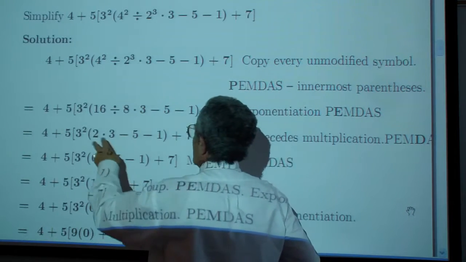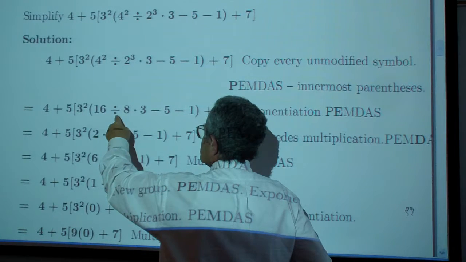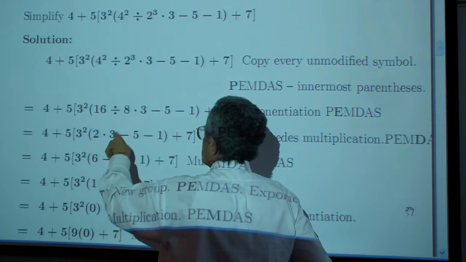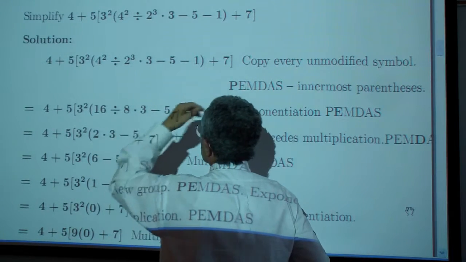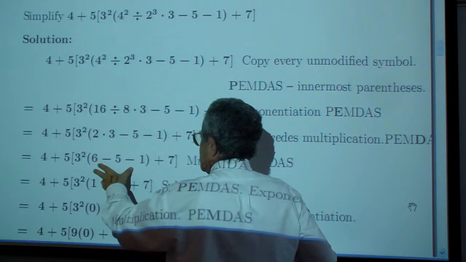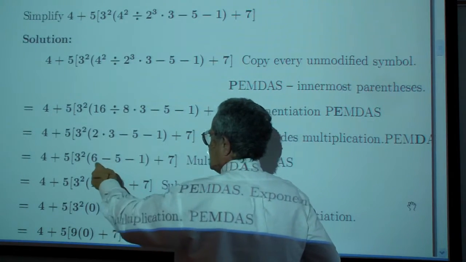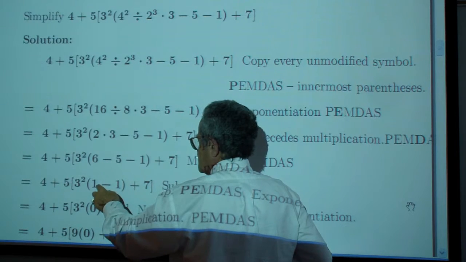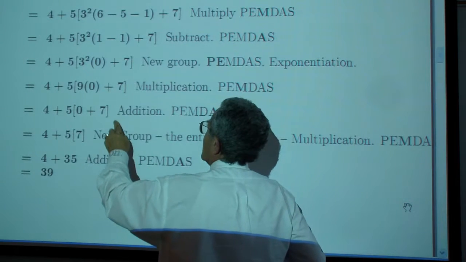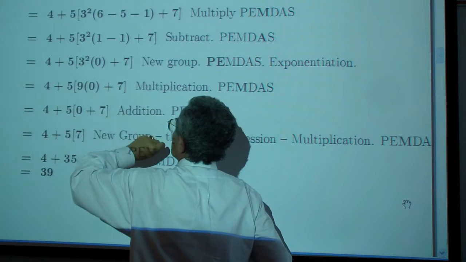So we are down, no more exponents. Any multiplication or divisions? Yes, the first one is a division from left to right. Divide, you get 2. Multiplied by 3, you get 6. And there was no other multiplication or division. In the innermost group now, are there any additional subtractions? From left to right, the first one is a subtraction that gives you 1. The next one is a subtraction also that gives you 1. And finally, you have a subtraction which gives you a 0. You're down to one number here.